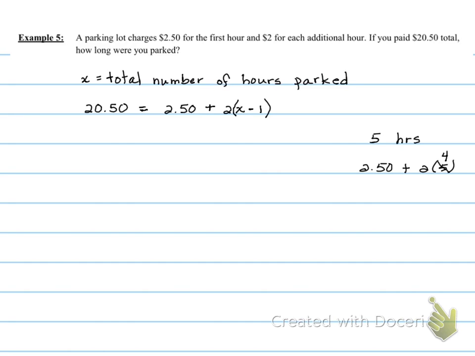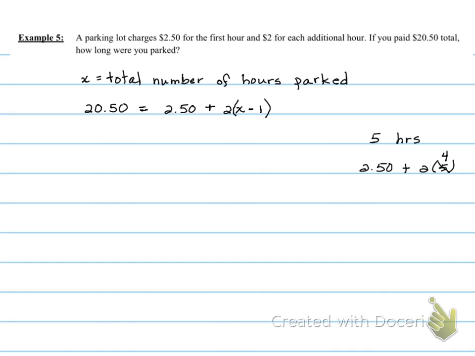The alternative is to say that x equals the number of additional hours parked, in which case you could write that equation as 2.50 plus 2x, but then when you get to your sentence, you have to add that first hour back in. That makes sense? So either one of those is fine. Again, you just have to be super clear when you tell us what your variable represents.